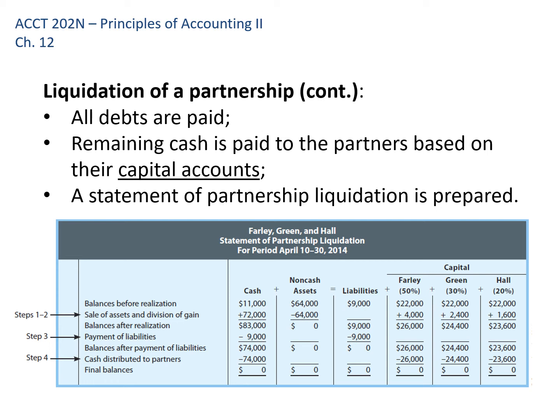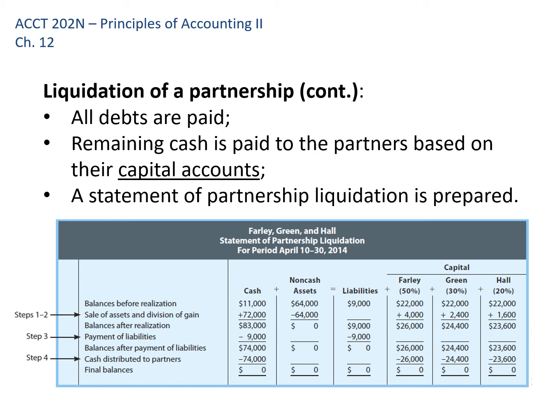The next step there is to pay the liabilities. So we pay out the $9,000. So cash goes down by 9,000. The liabilities are wiped out. That has no effect on the partners' capital accounts. So now we've got 74,000 in cash, and we have 26,000, 24,400, and 23,600, which equals 74,000.